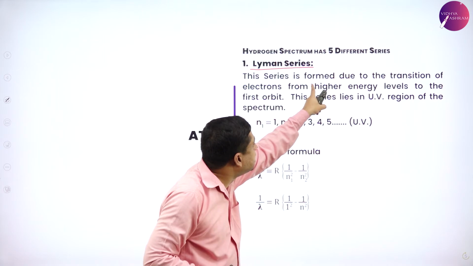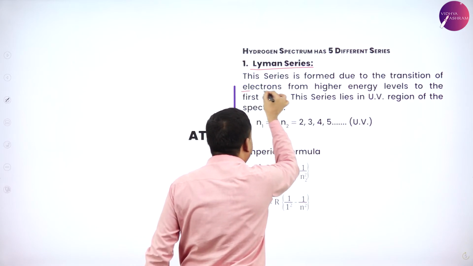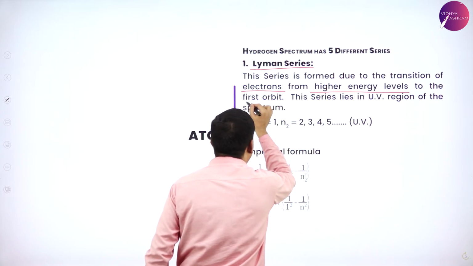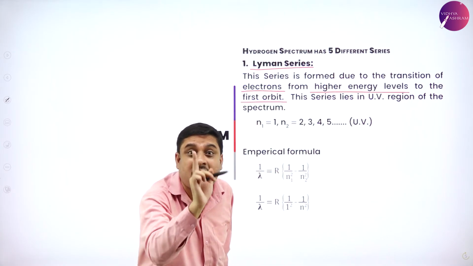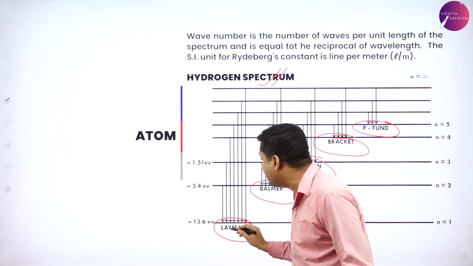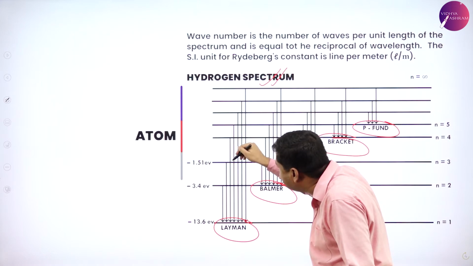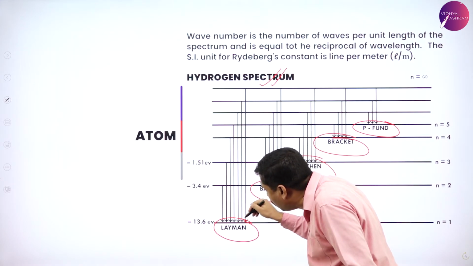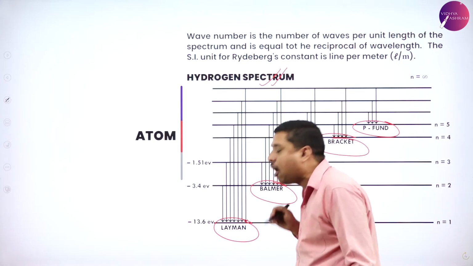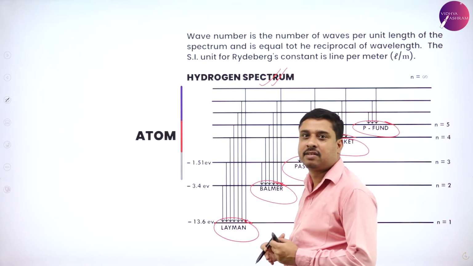Lyman series is formed due to the transition of electrons from higher energy levels to the first orbit. Very clearly you see the formation of the Lyman series here. From all higher orbits, electrons jump to the first orbit, and this spectral series constituted is called the Lyman series.